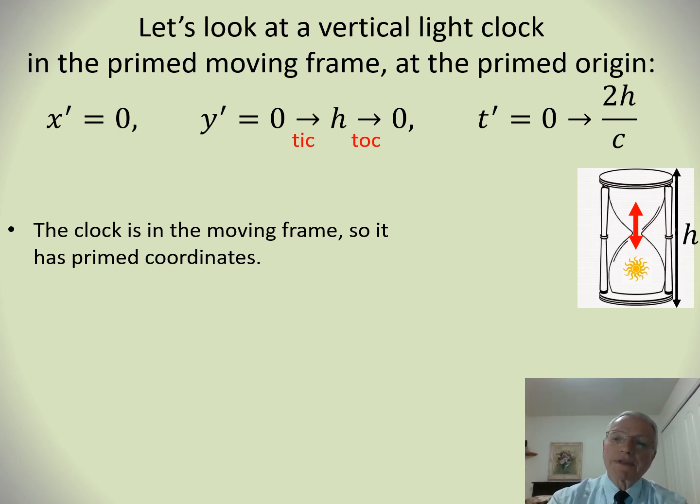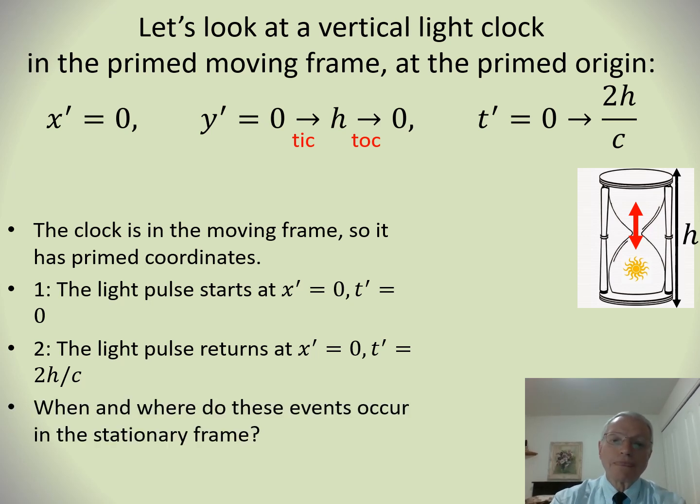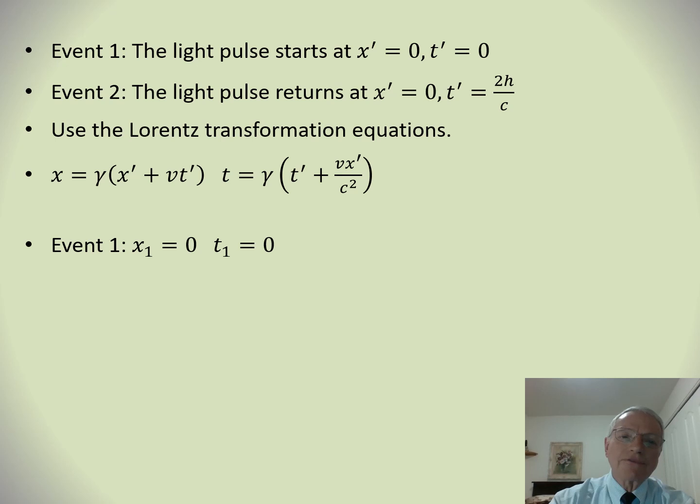And we use primed coordinates because it's in the moving frame. Okay, so the events we're going to talk about, the Lorentz events, are when it starts at x prime equals 0 and t prime equals 0. When it returns at x prime equals 0, it's still at its same location in its own frame, but time is advanced in the prime frame. T prime is 2h over c. Now we want to find when and where these events occur in the station frame. Well, we use these primed coordinates, put them in the Lorentz transformation equations, and see when and where these events happen in the stationary frame.